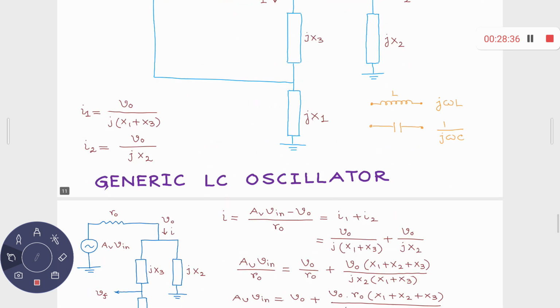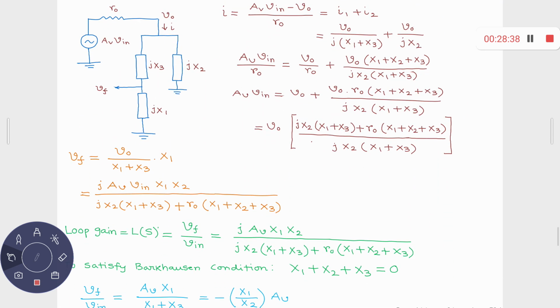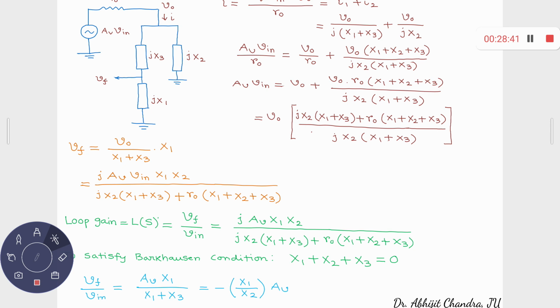Okay, so we have already got what is VF upon Vin, that is equal to, as you can understand over here, this one, j times AV times X1 times X2 upon jX2 into X1 plus X3 plus R0 into X1 plus X2 plus X3. You have to ensure that this factor, this loop gain, this entire thing VF upon Vin, should be unity. Mod of this Ls should be equal to 1, and angle of this Ls must be equal to 0 degree. Mod of Ls is equal to 1, and angle of Ls is equal to 0 degree.